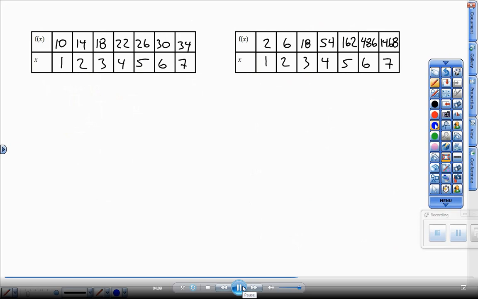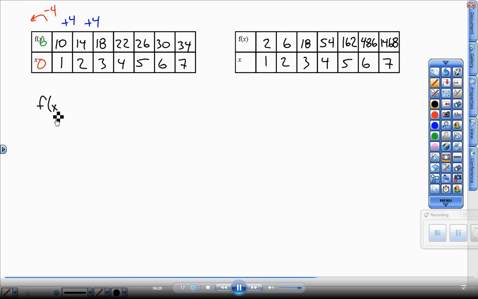Alright, last two. Need to know recursive, explicit, arithmetic, and geometrics. So adding by 4, adding by 4, adding by 4, backwards, subtracting by 4. So that would be 10 minus 4, which is 6.